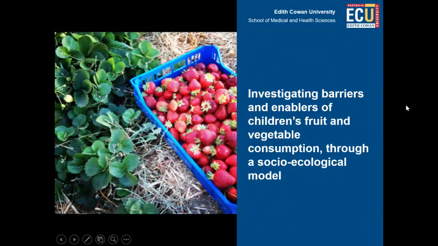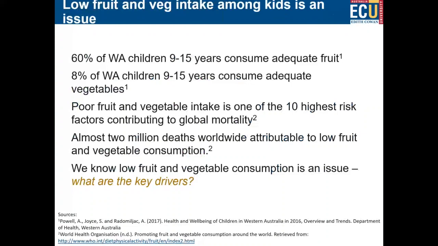Welcome to this webinar, which is investigating the barriers and enablers of children's fruit and vegetable consumption using a socio-ecological model. So we know that low fruit and vegetable intake among children is a problem in Australia. While almost two thirds of Western Australian children consume adequate fruit, there's still about a third that do not. And particularly a problem is vegetables.